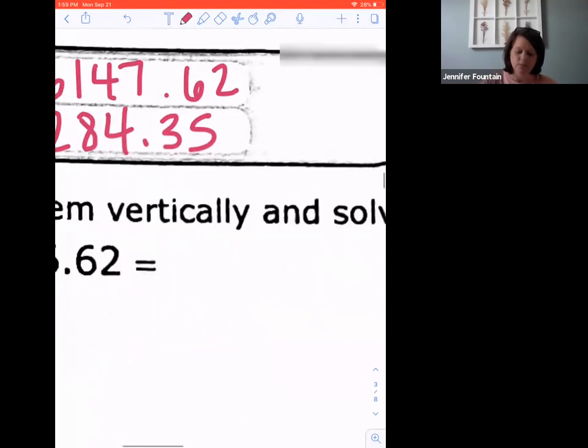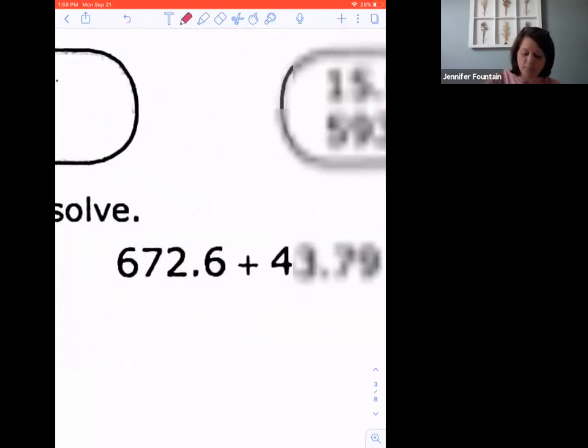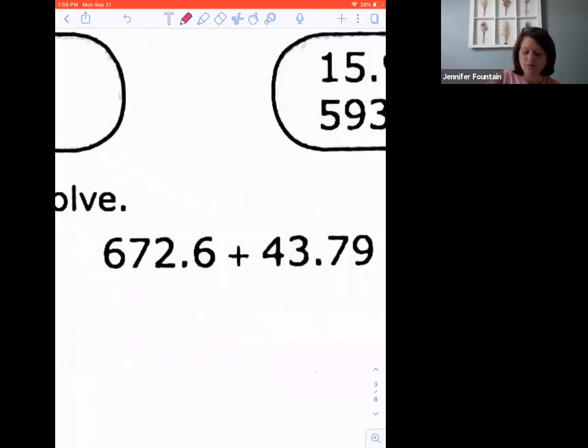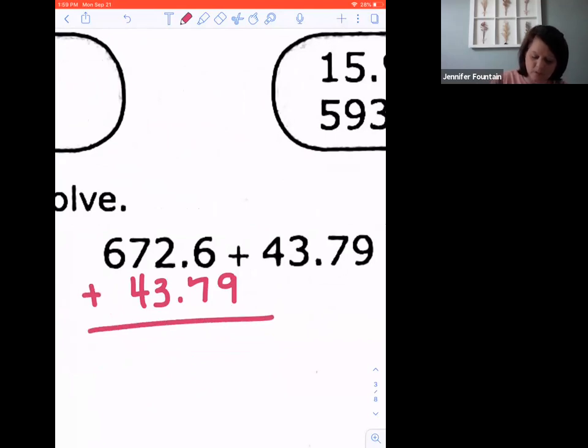Move to the next one. We'll do the same thing. We'll just line them up according to my decimal point. So 43.79. So that means I'm going to have 43.79. I'm going to put a little 0 above my 9. 0 and 9 is 9. 6 and 7 is 13. Put down my 3, carry my 1. I also put my decimal in place.